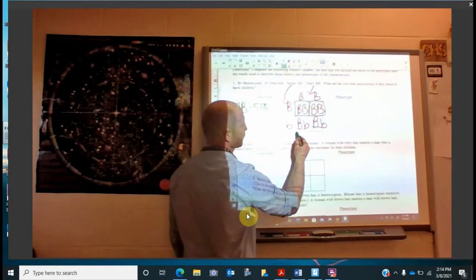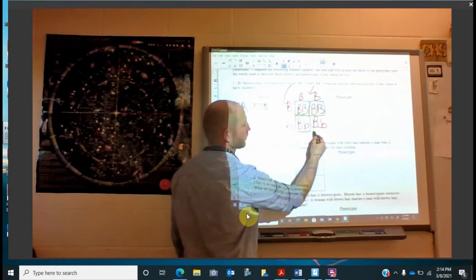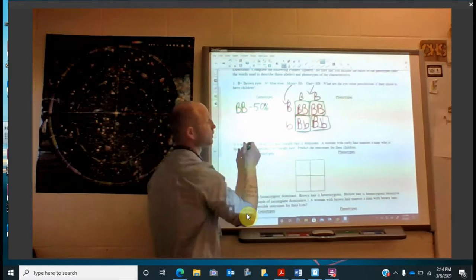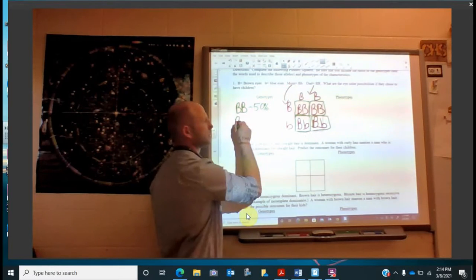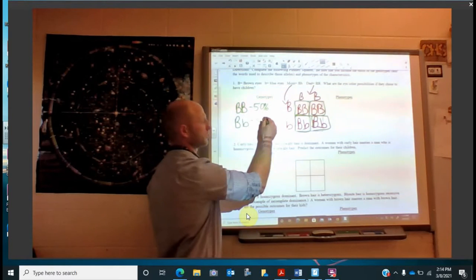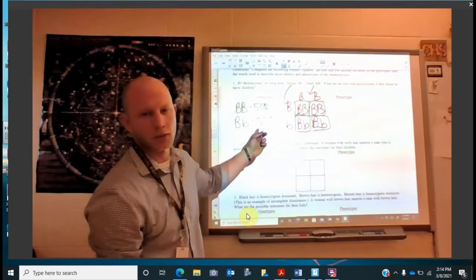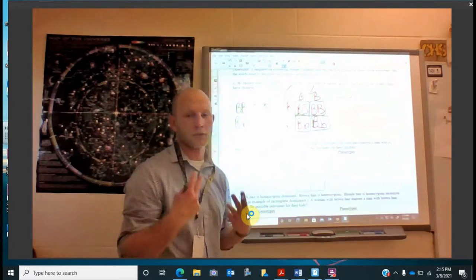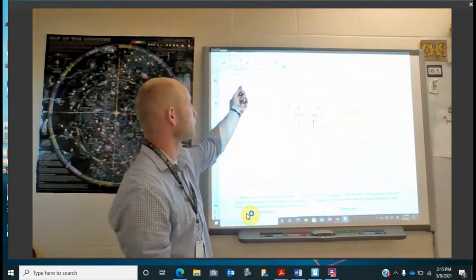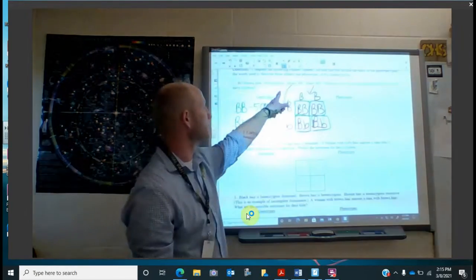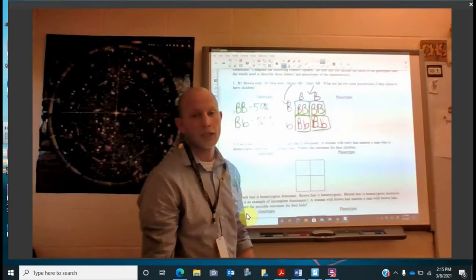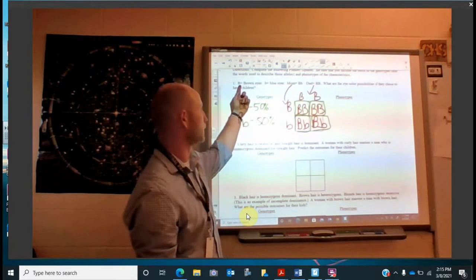And then we also have another genotype that we have here, and that's big B, little b. So there's a 50% chance of getting that big B, little b right here. Then our phenotype is the physical features, right? So right up here it says the uppercase B equals brown eyes.